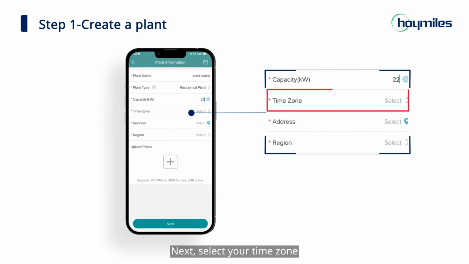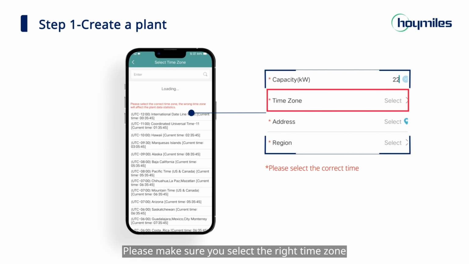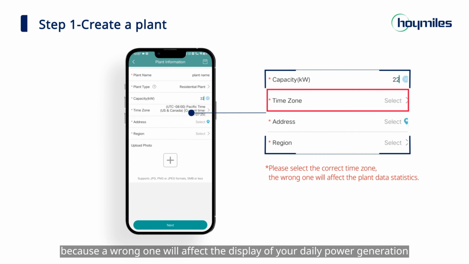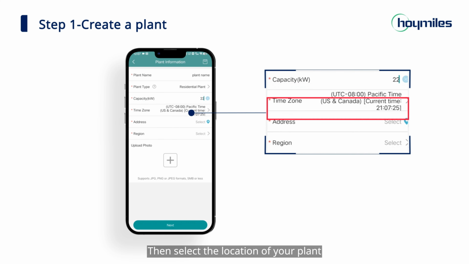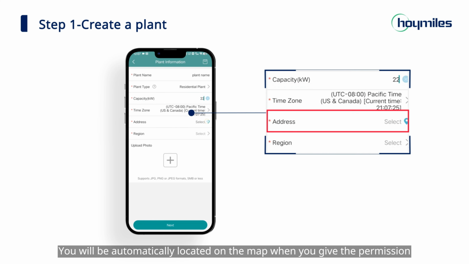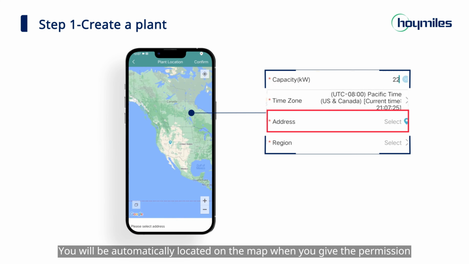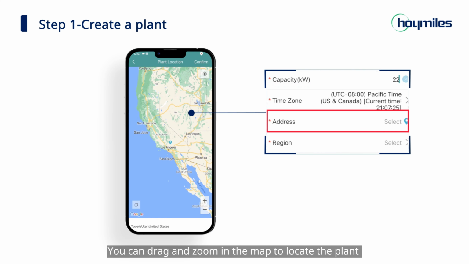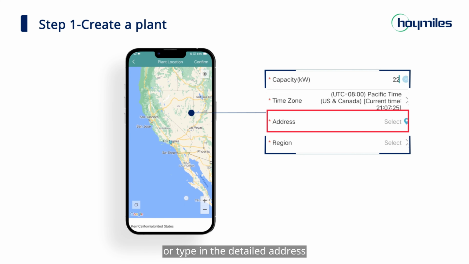Next, select your time zone. Please make sure you select the right time zone, because a wrong one will affect the display of your daily power generation. Then select the location of your plant. You will be automatically located on the map when you give the permission. You can drag and zoom in the map to locate the plant or type in the detailed address.